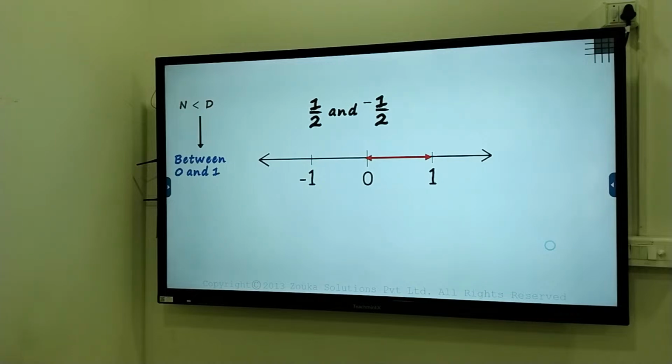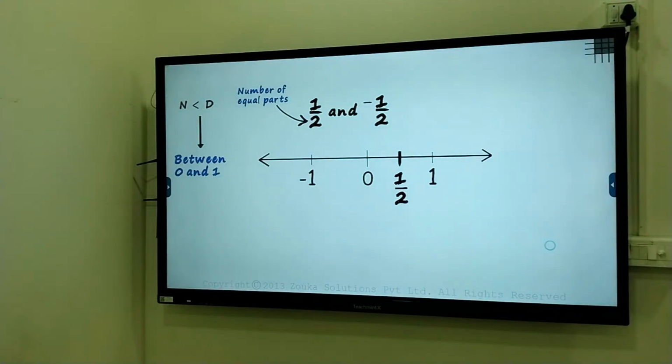Now we divide the length between 0 and 1 into equal parts. How many equal parts is the question? The denominator tells us the number of equal parts. The denominator is 2, so we divide it into 2 equal parts. This line divides this region into 2 equal parts. But what does the numerator tell us? It tells us the number of parts starting from 0. The numerator is 1, and therefore we take 1 part from 0 and mark 1 by 2 here.